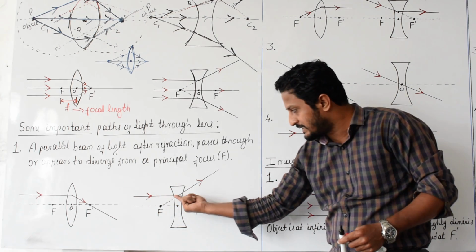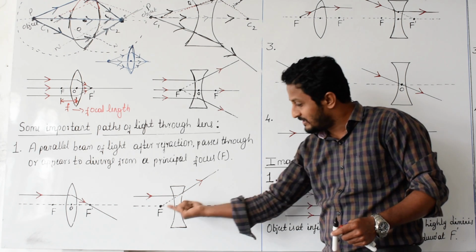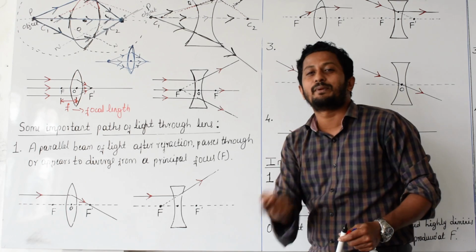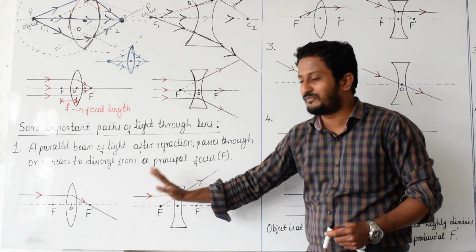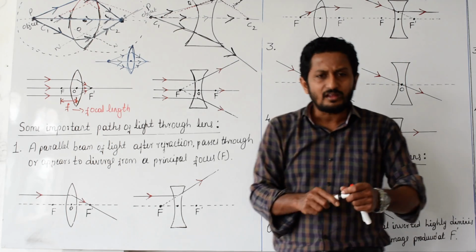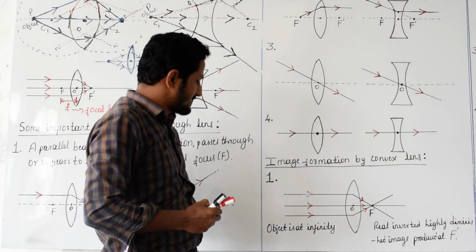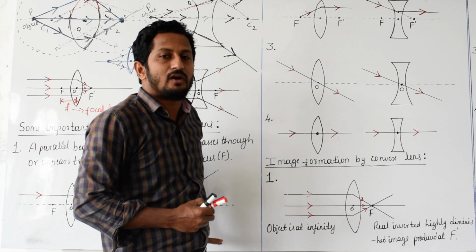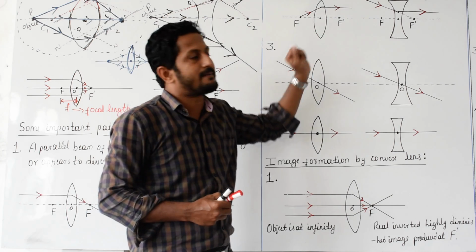If a light parallel with respect to the principal axis is incident on a concave lens, then you have to diverge that light in such a way that it looks like coming from the principal focus point. Where you have to send it? You have to send it in such a way that it looks like coming from the principal focus point. Have you understood? This is the first path. Now look here. This is the second path, the reverse of the first one. What we imagined in the first one, this is the reverse of it. See that.